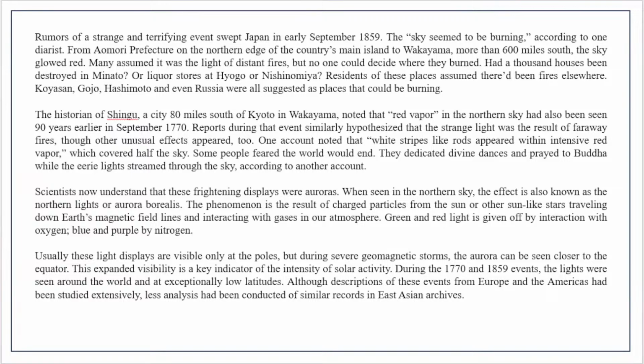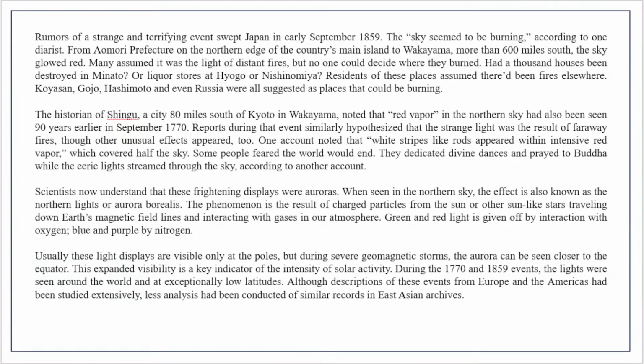So what this line is telling us is that in September 1859 in Japan, there was a very strange phenomenon, and it actually scared people, because when there's something new, usually people tend to be scared. So the sky seemed to be burning. It looked as if the sky was burning, and that was written by one diarist.